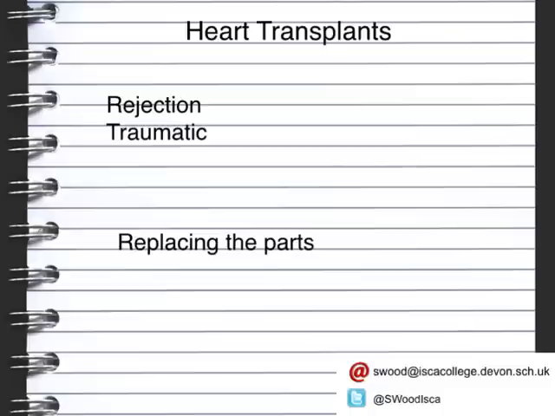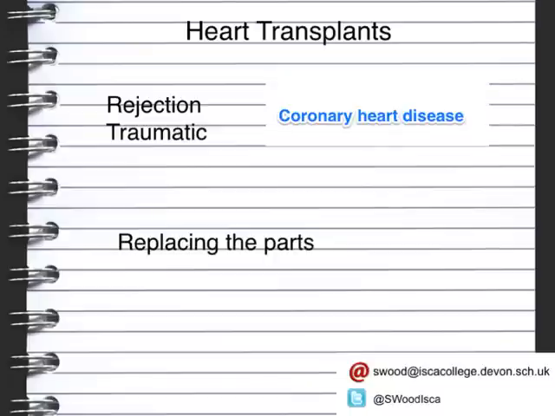Now, we did talk about the coronary artery that supplies the oxygen and glucose for respiration of the heart. One of the problems that we can have with this is that if you have high cholesterol, then you can get high blood pressure. If you get this in the coronary artery, this is known as coronary heart disease.